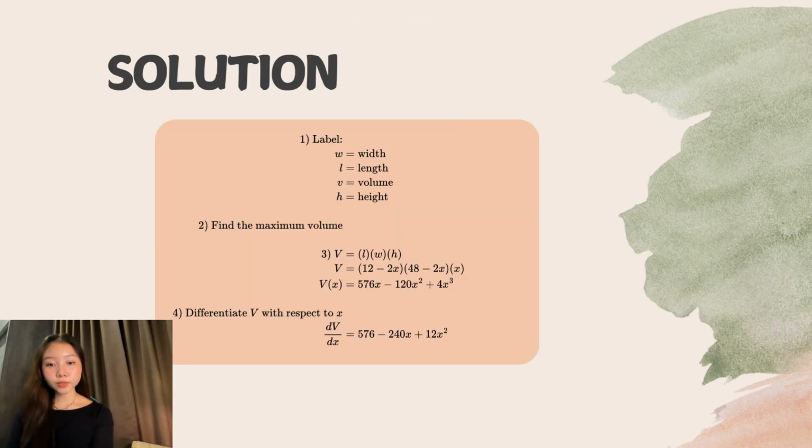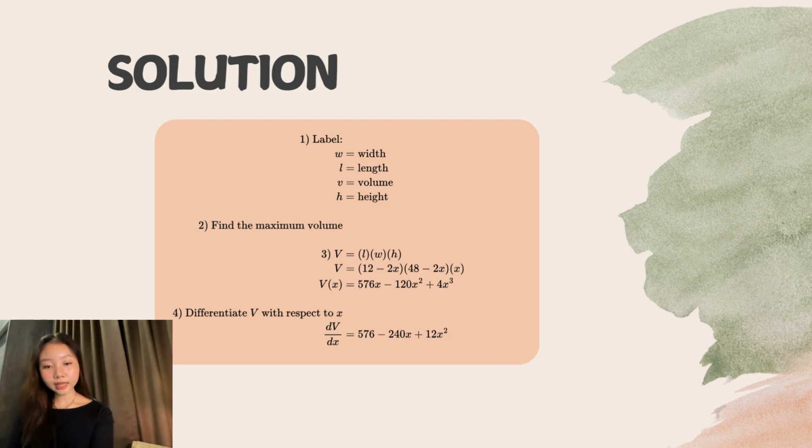So first, which is labeling, we have x as width, L as length, V as volume, and H as height. So for the second step, we need to determine whether it is maximum or minimum. So for our question, we need to find the maximum volume. The third step, we need to find the volume formula, which for a rectangular box, we multiply L, multiply W and multiply H, which is the width, the length, and the height.